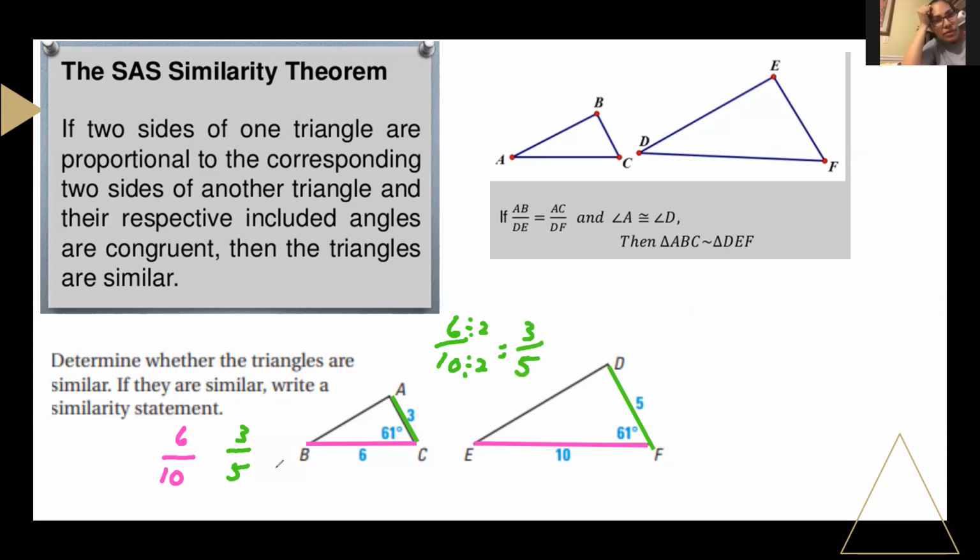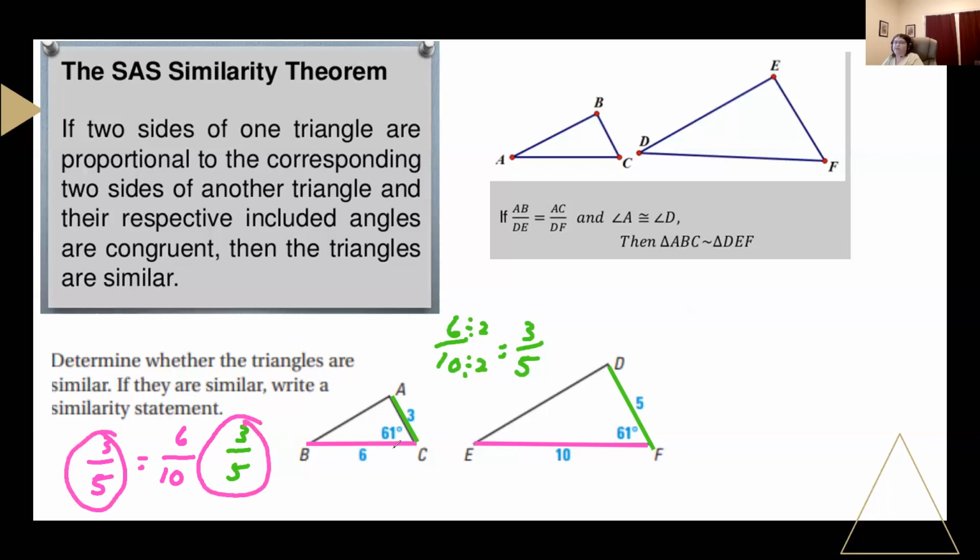So because these sides, the corresponding sides, reduce to the same number, that's called being proportional. So this one and this one are the same. So this means that these two triangles are similar. Okay? Have I lost anybody yet?